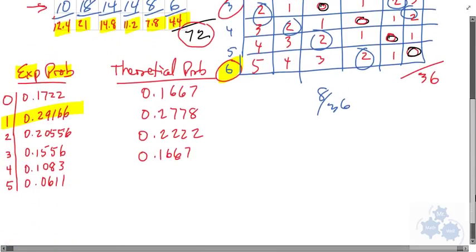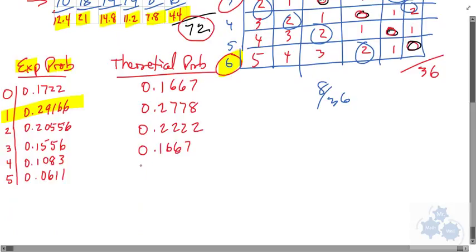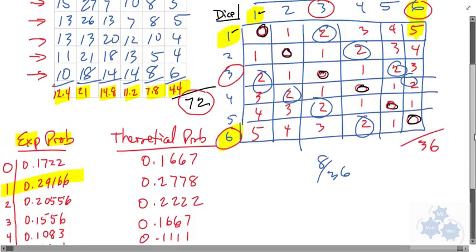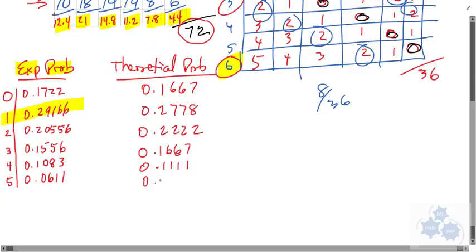Okay. And what about 4? What'd you get for 4? Thank you. 0.1111. Right, that would be 4 out of 36 or 1 out of 9. And 5. Thank you. 0.055, rounded to 0.06. All right.